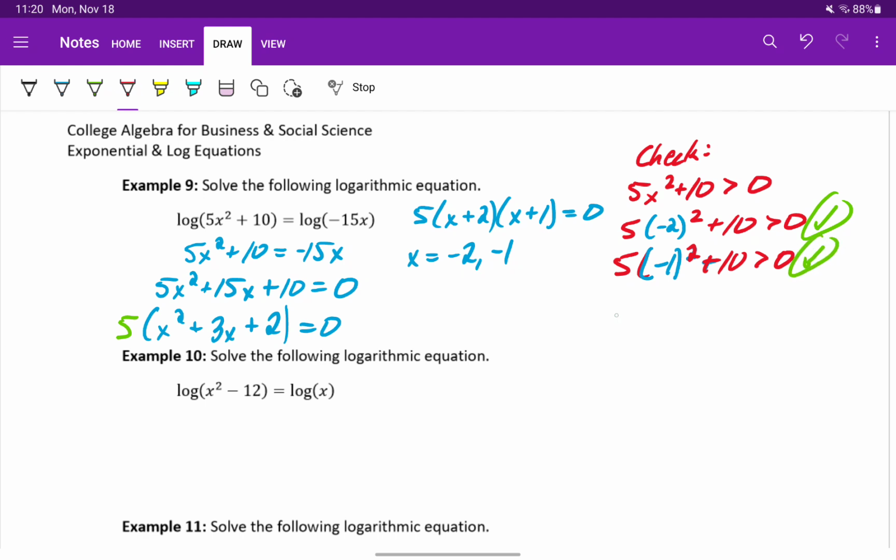Now we need to check that they work for the second logarithm. That is, we need negative 15x to be greater than 0. Negative 15 times negative 2 is a negative times a negative, so that will end up being positive. And negative 15 times negative 1 is a negative times a negative, so that will also end up being positive.